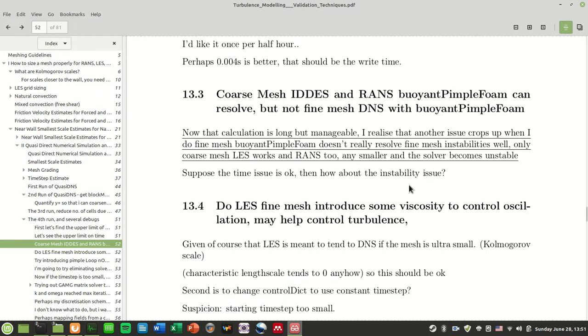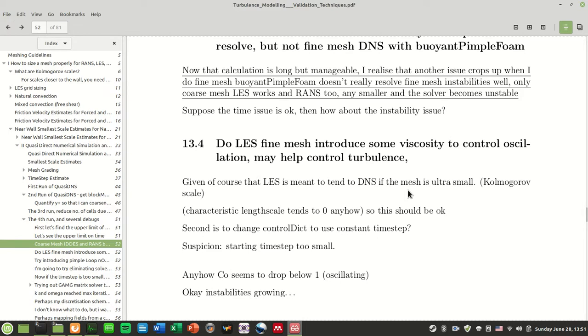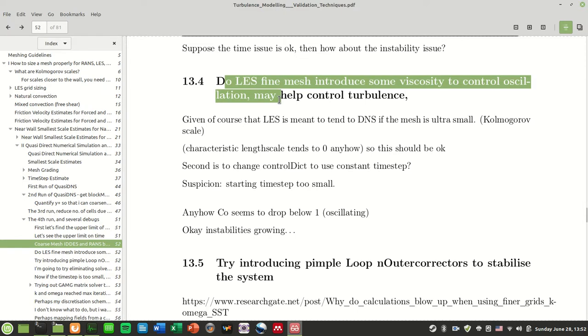One of the factors I thought was that maybe there are too many oscillations. Therefore, I have to use some turbulence model to try and control them, to increase the turbulence viscosity, so that the mean resolved velocity becomes more bearable to handle. Now, even with that, when I introduced a large eddy simulation model into my DNS kind of simulation with buoyantPimpleFoam, the whole thing blew up again.